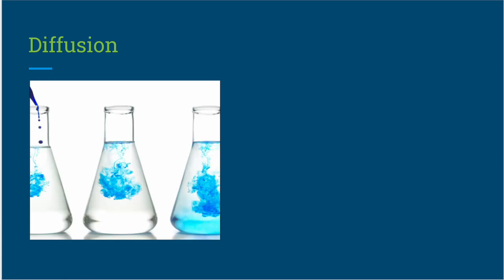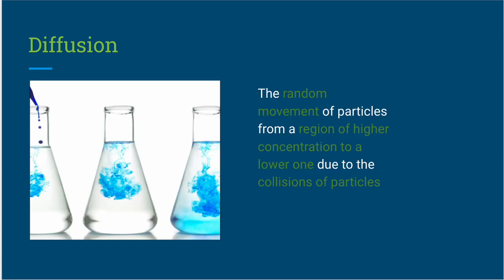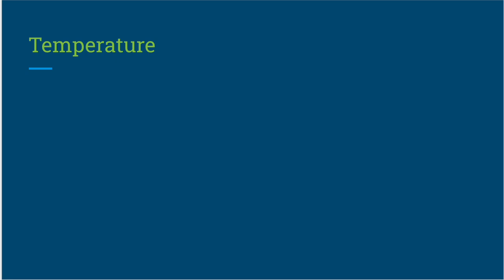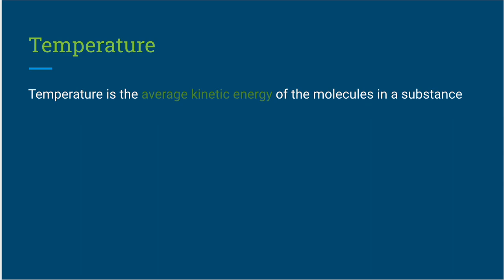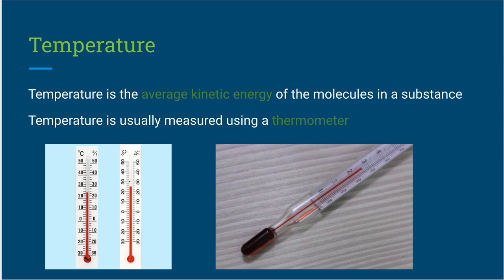Next we have diffusion. So diffusion can be defined as the random movement of particles from a region of higher concentration to a lower one due to the collisions of particles. And also we have to be able to define what temperature is. So temperature is a measure of the average kinetic energy of the molecules in a substance, and this essentially depends on the speed at which these particles are moving. And it's usually measured using a thermometer, and these are ones we've seen before.